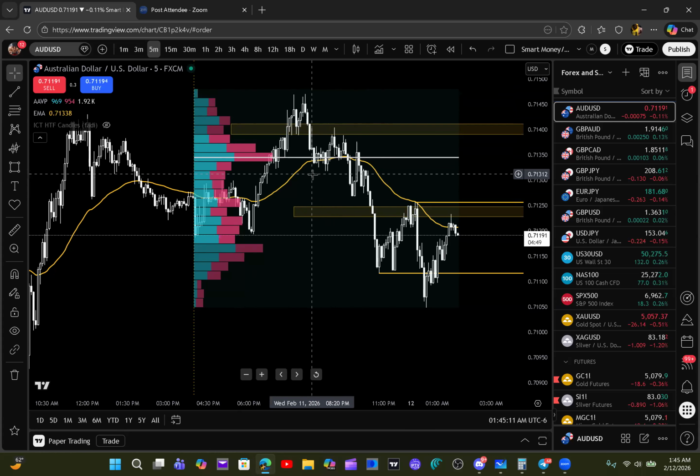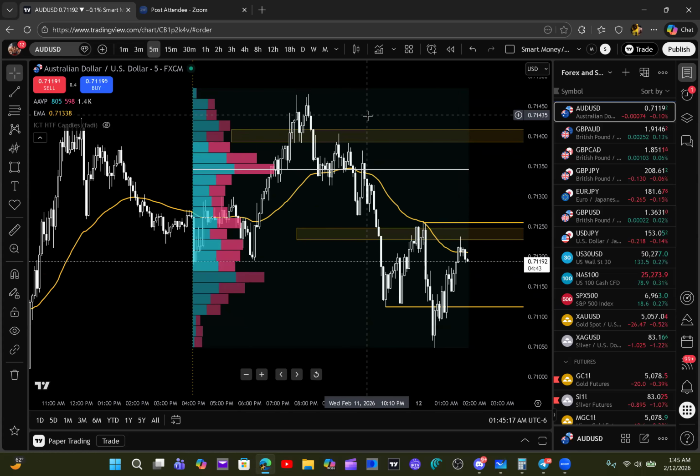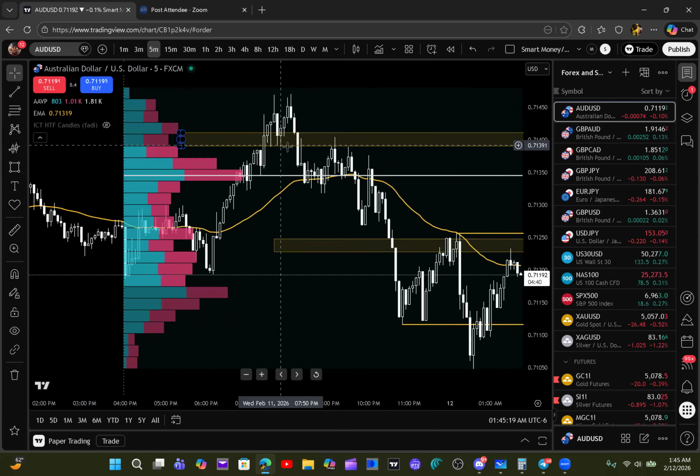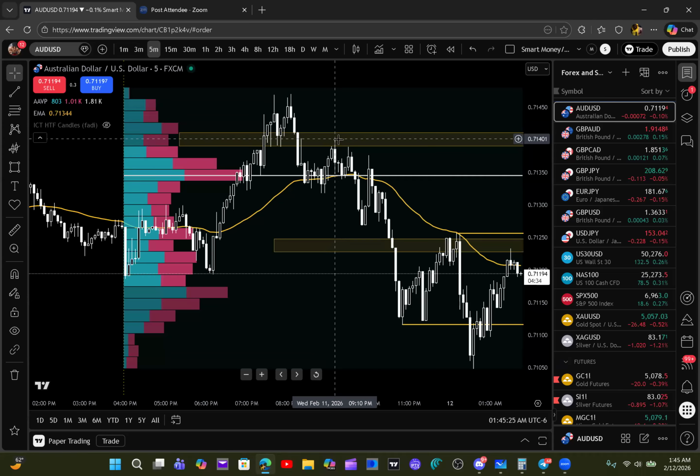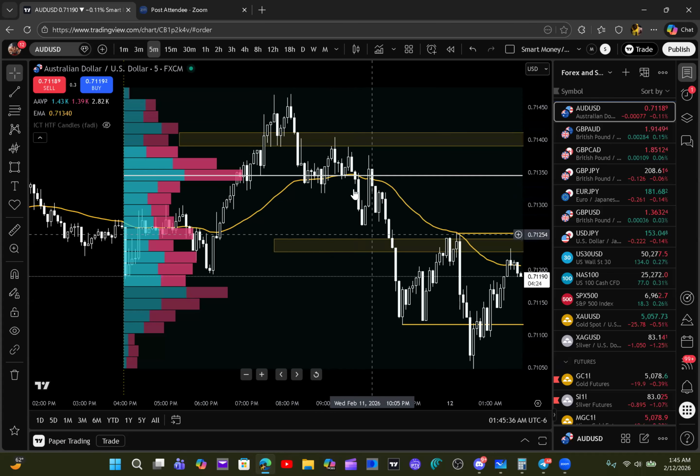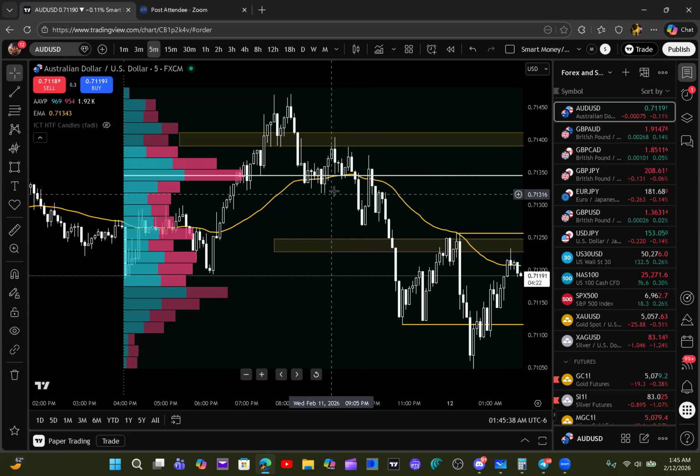And with this one, price came down. Actually, we got indication here. Came down, came back up into it right here. So see, it's not really coming to the fair value gaps like we're talking about. Coming to the low volume nodes. Seems like the low volume nodes are a bit more accurate than fair value gaps.